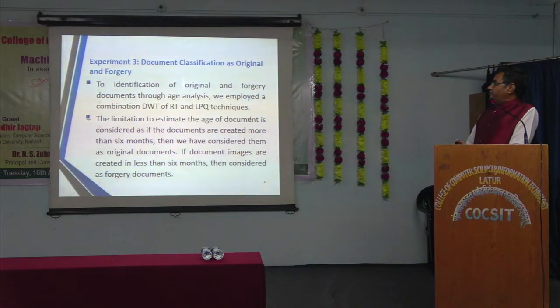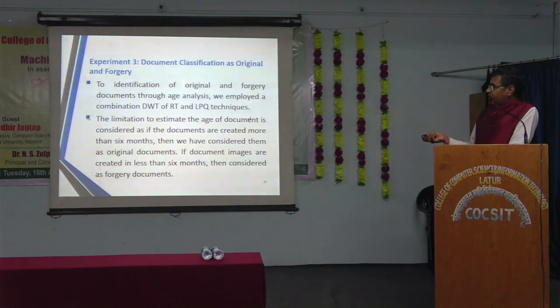This is experiment number 3. Document classification as original and forged. Suppose, for example, you take one original document, and somebody takes that original and makes a forgery. It means he will try to write similarly to what is there in the original document. How can we distinguish this? So, that work also we have done.